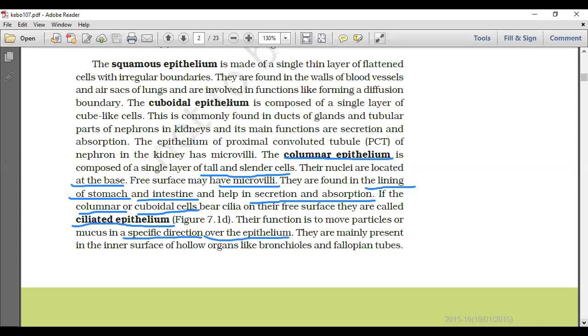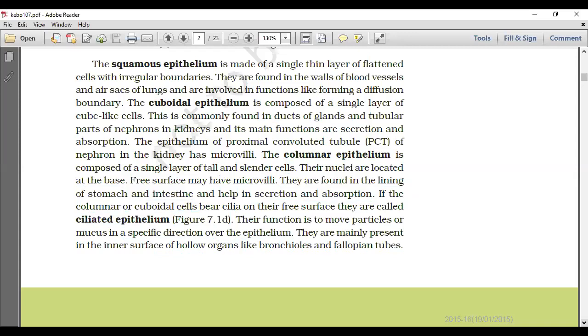Ciliated epithelium is mainly present in the inner surface of hollow organs like bronchioles and fallopian tubes.